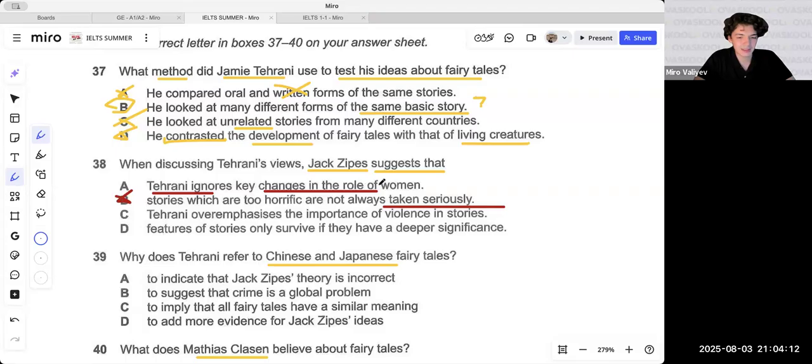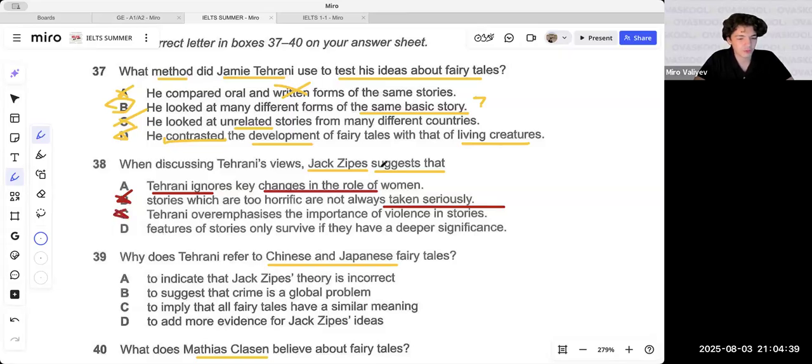Then C, suggests that Tehrani overemphasizes the importance of violence in the stories. Maybe, but he didn't really say that, Tehrani, you were focusing too much on the violence. Violence is not the point. He didn't say that in particular, so we can eliminate this one.